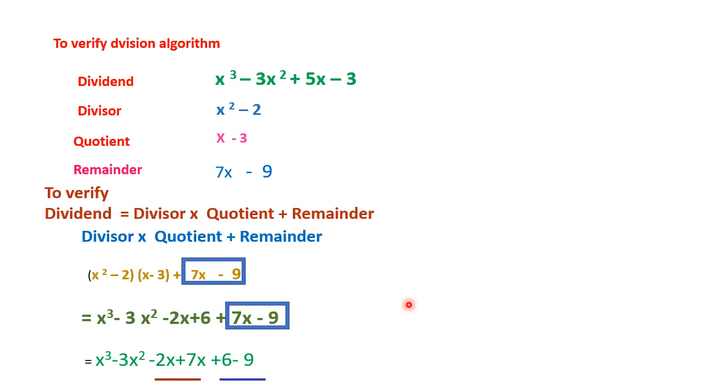After grouping and rearranging them, we are getting a final polynomial which is x cubed minus 3x squared plus 5x minus 3. And just notice this is equal to the dividend of our question. If the polynomial we got after doing this formula, divisor into quotient plus remainder, and the dividend are the same, then our division algorithm is verified.